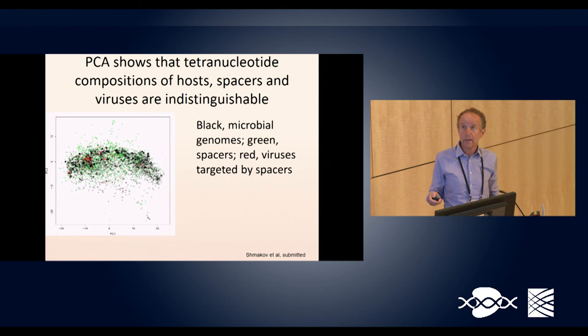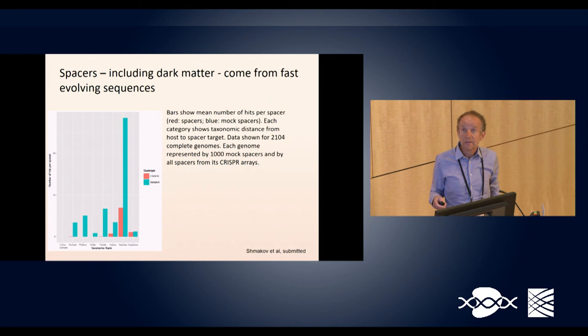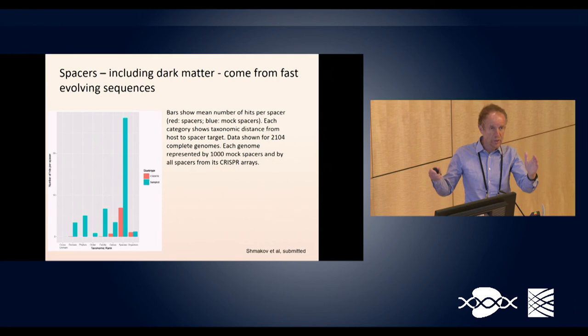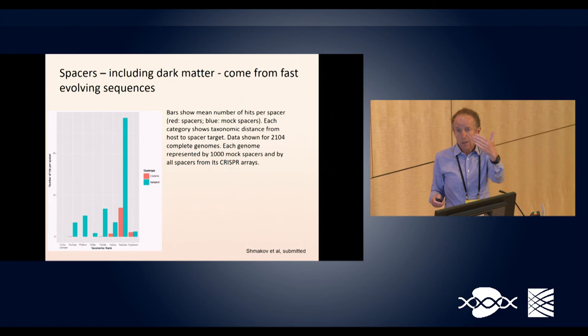tetranucleotides. And then additional analyses that I think are revealing here show that all these spacers, including the dark matter, come from fast evolving sequences. What we did here basically is prepare a set of mock spacers, just sampling a large number of oligonucleotides from the genome with the same length distribution as the spacers, and looking into the hits into microbial genomes and different taxonomic ranges.